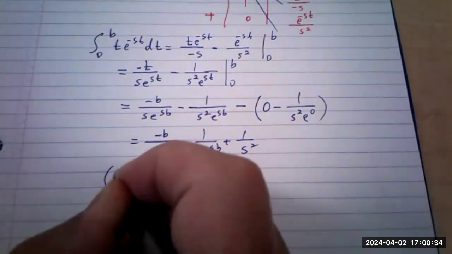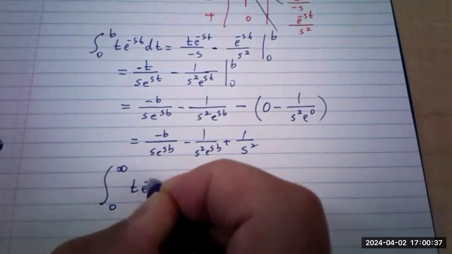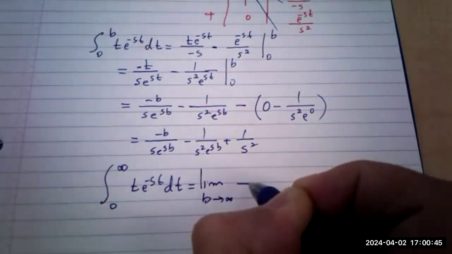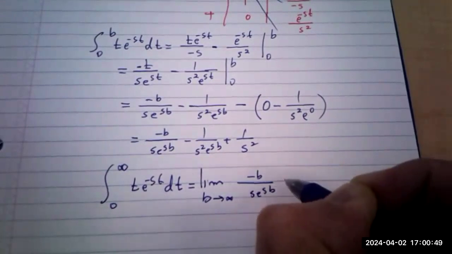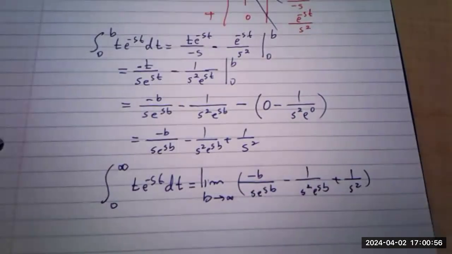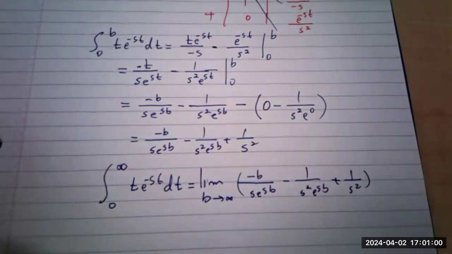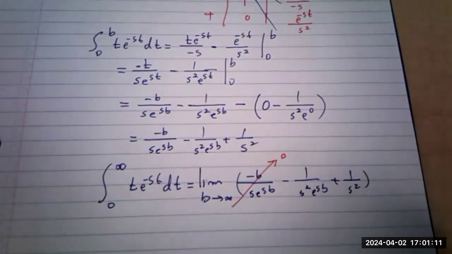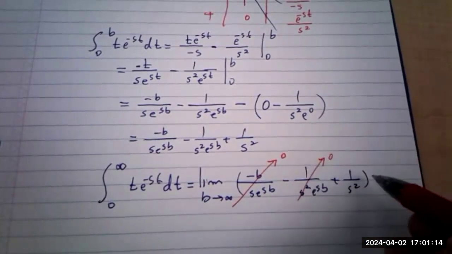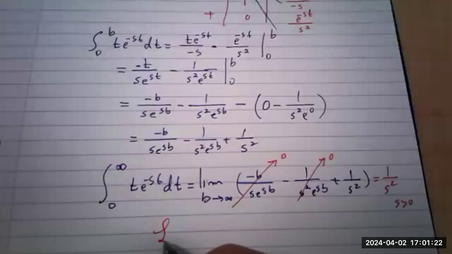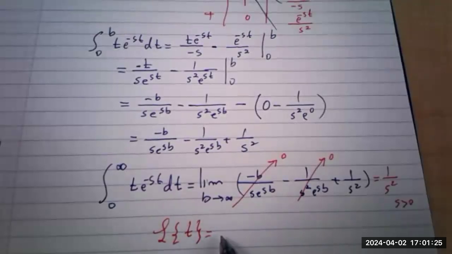Okay, so the integral from 0 to infinity of t e to the negative st dt is now equal to the limit, as b goes to infinity, of negative b over s e to the negative sb minus 1 over s squared e to the negative sb plus 1 over s squared. If you put the condition that s is positive, this would be 0. Note the exponential function is down in the denominator, making it 0, L'Hopital's rule, and this would be 0. So the result would be 1 over s squared, with the condition that s is positive. That's it. So you prove that the Laplace of t is 1 over s squared.